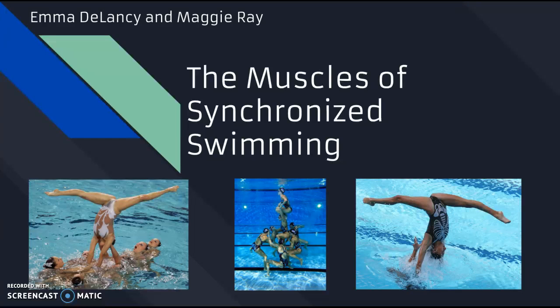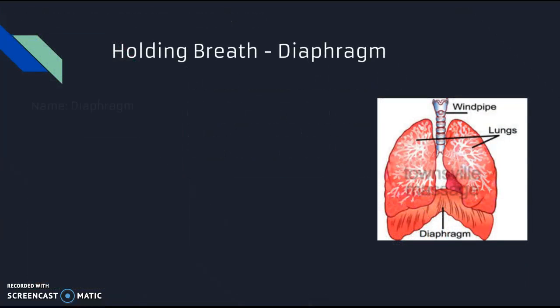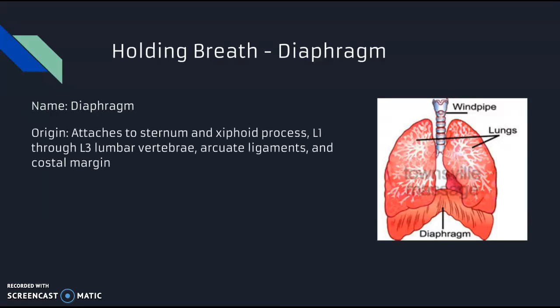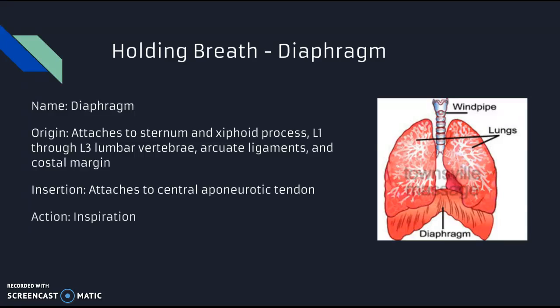The first muscle I will be talking about involving holding breath is the diaphragm. The origin of this muscle is on the sternum and xiphoid process, the lumbar 1 through the lumbar 3 vertebrae, the arcuate ligaments, and the costal margin. Its insertion is at the central aponeurotic tendon. The action that this muscle does is inspiration.